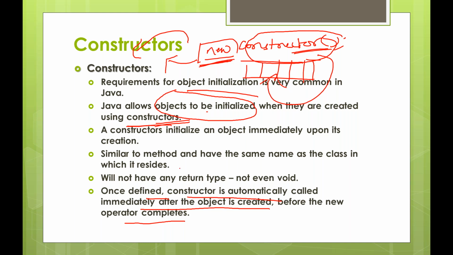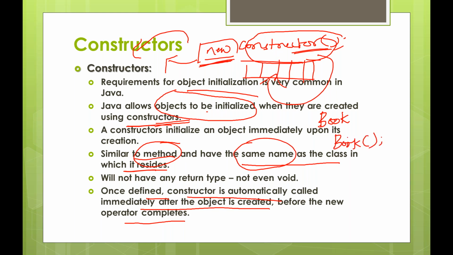So what are these constructors? They are similar to methods, and they have the same name as the class in which they are defined. We have seen the Book class, right? The constructor of Book is like this. If you see, it has the same name as the class in which it is defined.